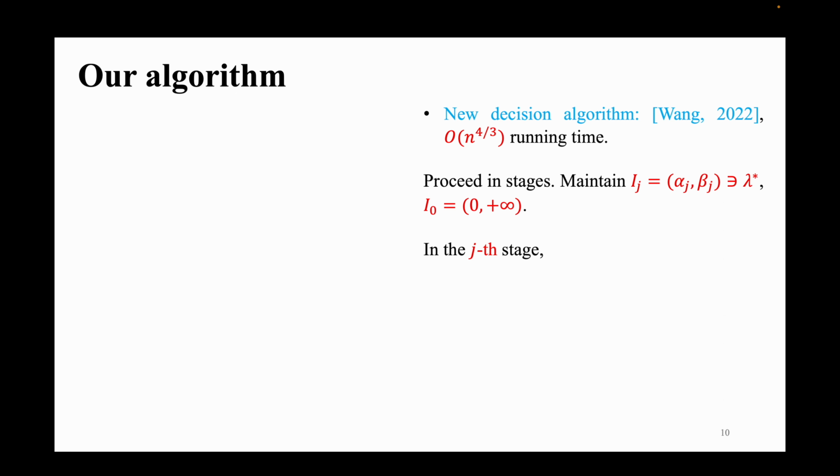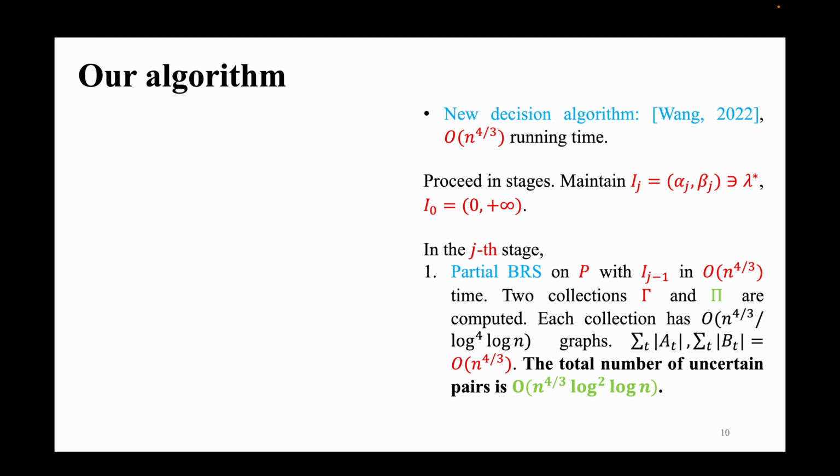In the j-th stage, the first step is to perform a partial BRS on set P with interval I_{j-1} in n to the power of 4 over 3 time, where we have two collections, gamma and pi. Each collection has this number of graphs. One important thing is that the total number of uncertain pairs recorded in collection pi is n to the power of 4 over 3 times log squared log n. This is relatively small compared to the number of pairs recorded in collection gamma. You can see this figure. All red solid triangles are critical values induced from collection gamma, and those green solid triangles are values recorded in collection pi.